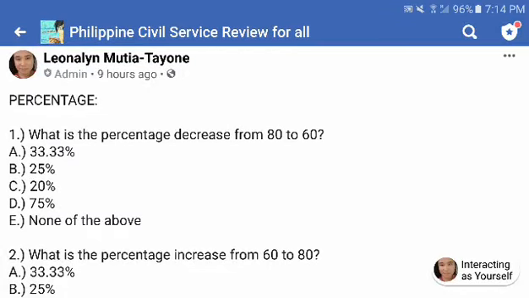Now let's do percentage. 10 item na Q&A ito. Pause every item. Answer them first before you will see our solutions.